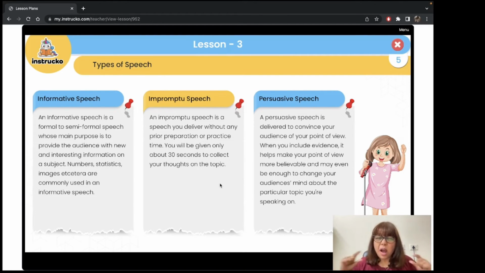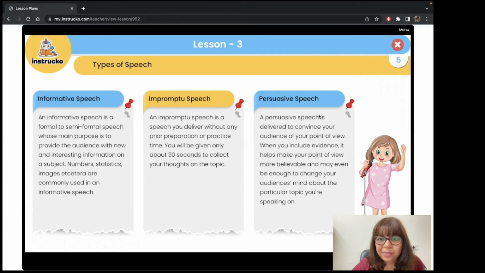30 seconds is only half a minute to think about your favorite day, the best day you've had at the supermarket. You collect all your thoughts about it, and then you speak about it. An impromptu speech, think of it as telling your friends about something, okay?